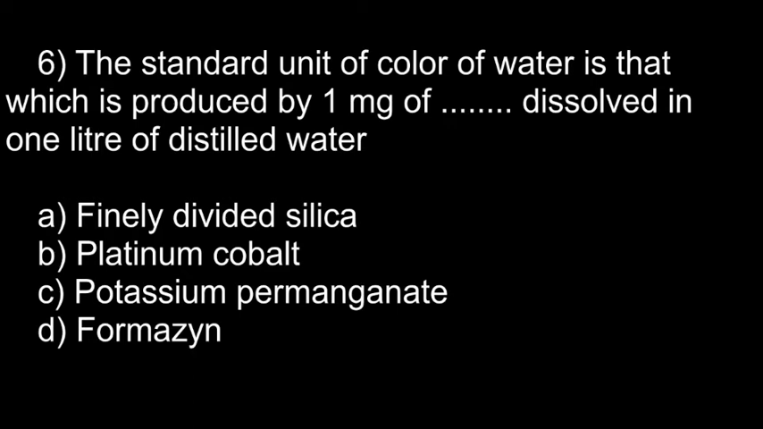The standard unit of color of water is that which is produced by 1 milligram of platinum cobalt dissolved in 1 liter of distilled water. Turbidity can be determined by silica, but color can be determined by platinum cobalt. So here the answer is option B.